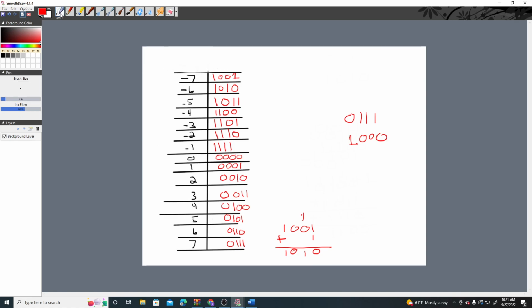Okay, so we have 2's complement. 2's complement is only used to represent the negative values. If the values aren't negative, we're going to use the regular binary numbers. So why do we do this?